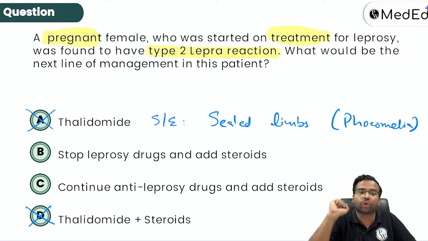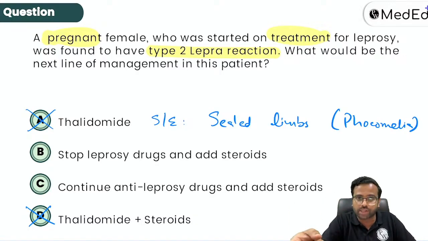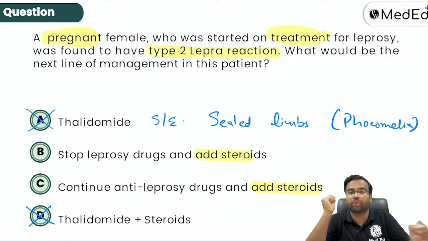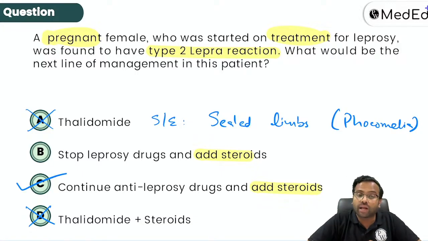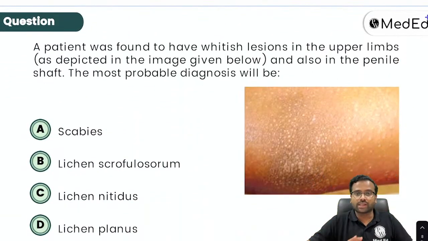So we have ruled out two options. Now we have two options in front of you. Should we continue anti-leprosy treatment or should we stop anti-leprosy treatment? Because adding steroids is common for both. So will you continue or will you stop? Yes, you will be continuing it. So here the correct answer should be continue anti-leprosy treatment and add steroids. Excellent. The way all of you are answering, excellent. So now let's see the next question.